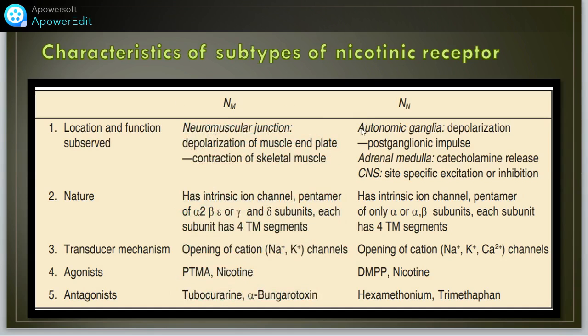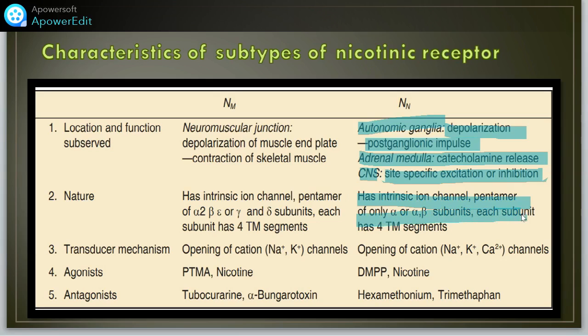NN receptors, location at autonomic ganglia: depolarization, postganglionic impulse. At adrenal medulla, it causes release of catecholamines. CNS function is site-specific excitation or inhibition. It has an intrinsic ion channel, a pentamer of only alpha or alpha-beta subunits. Each subunit has 4 TM segments.